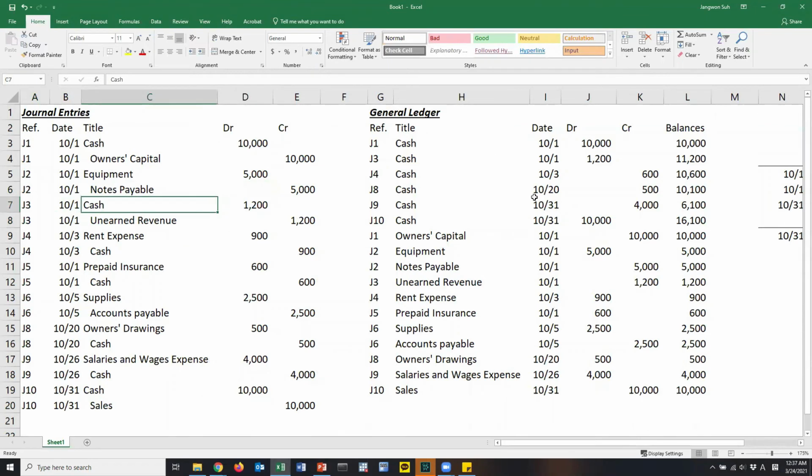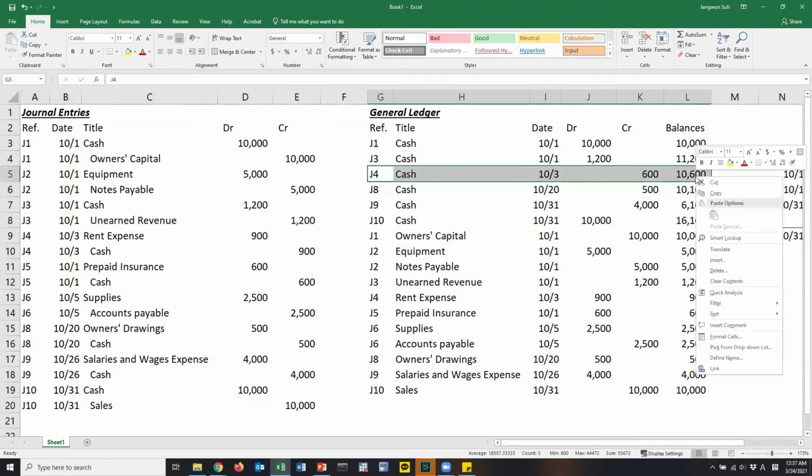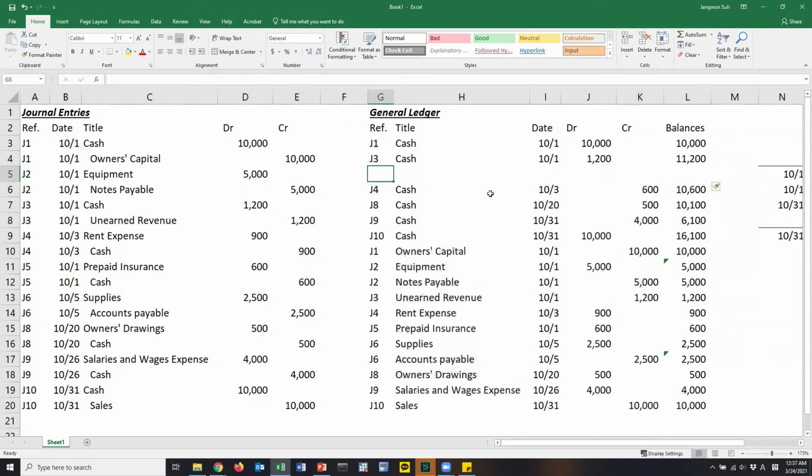Sorry about that. 900. 900. This one is missing. Okay, good. Better to catch it out, right? So we will add one line here at J3, right? Is it J3? J9.